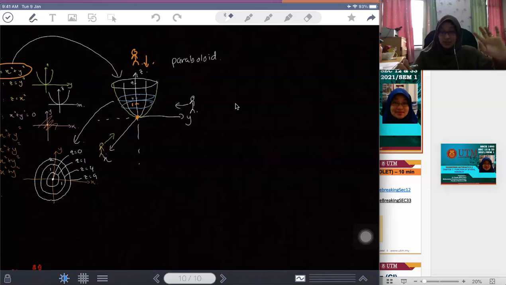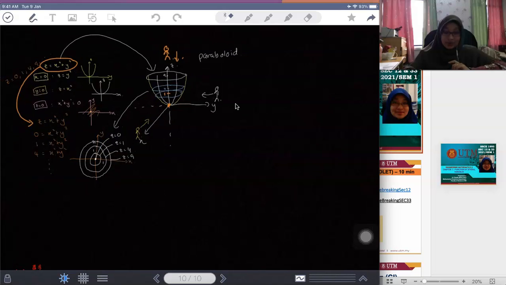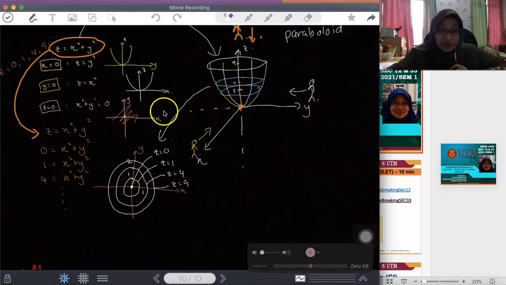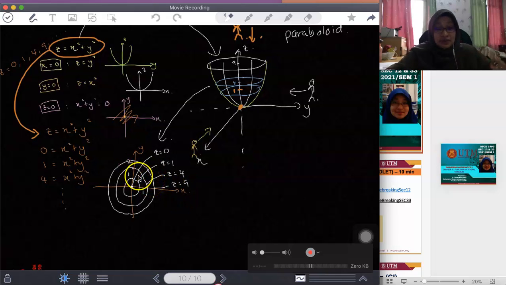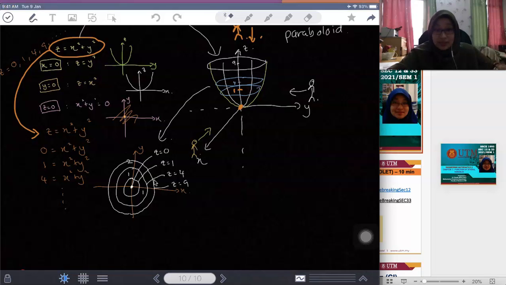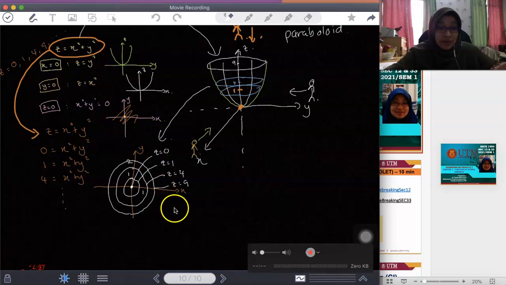Okay, now we have done the sketching of z equal to x squared plus y squared. But for this trace, I forgot to tell you that when you trace on the plane, you can see some levels of curve, isn't it? When you increase z, the size of the circle gets larger, or the other way around. Sometimes when you increase z, the circle becomes smaller and smaller. So it depends on your equation. This is called a level curve.